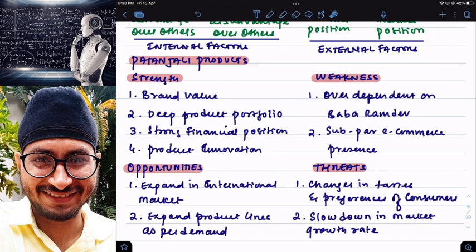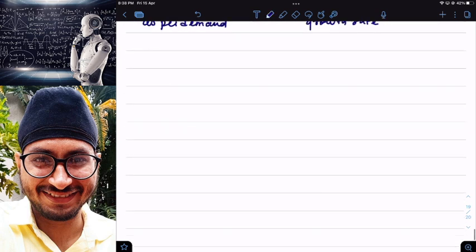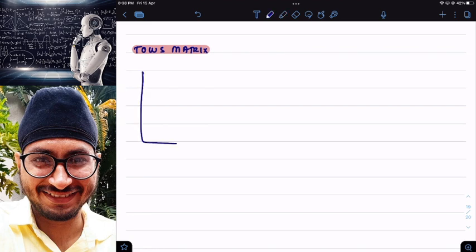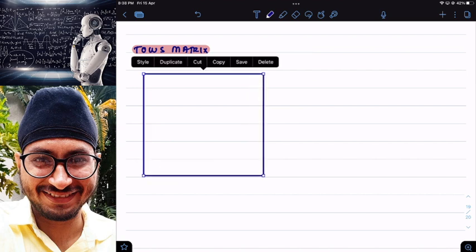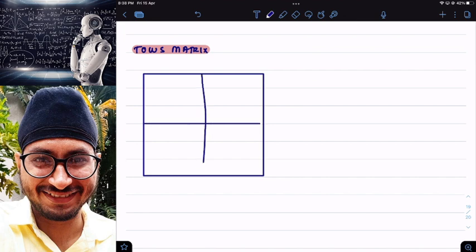Now after SWOT, the last concept in portfolio analysis is the TOWS matrix. TOWS stands for exactly the opposite of SWOT: threats, opportunities, weakness and strength. Let me draw one table. Accordingly we will analyze. In this table we will take 4 boxes.